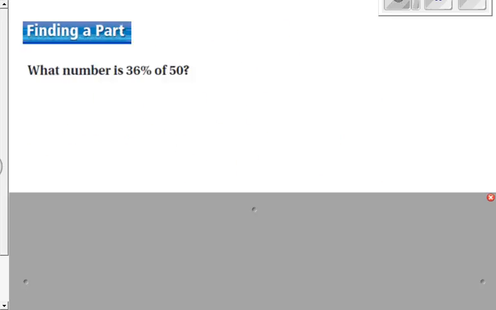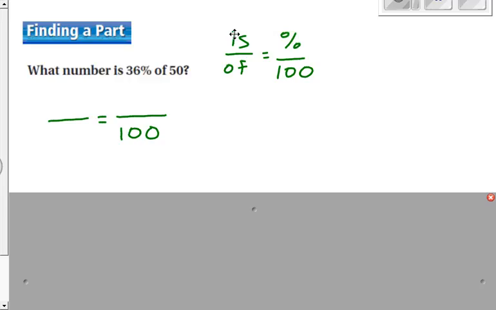So the next type of problem we're going to do is finding a part. So again, we're going to start off with is over of equals percent over 100. The problem says, what number is 36% of 50? We're going to start off again the exact same way. We're going to put 100 in the bottom right. Now it says, what number is 36%? Well, 36% is our percent part, so we're going to put that above 100, but we do not need to put the percent sign. So we're just going to put 36. Then it says of 50, so 50 goes below. And then we don't know the top, so we're going to put an X.